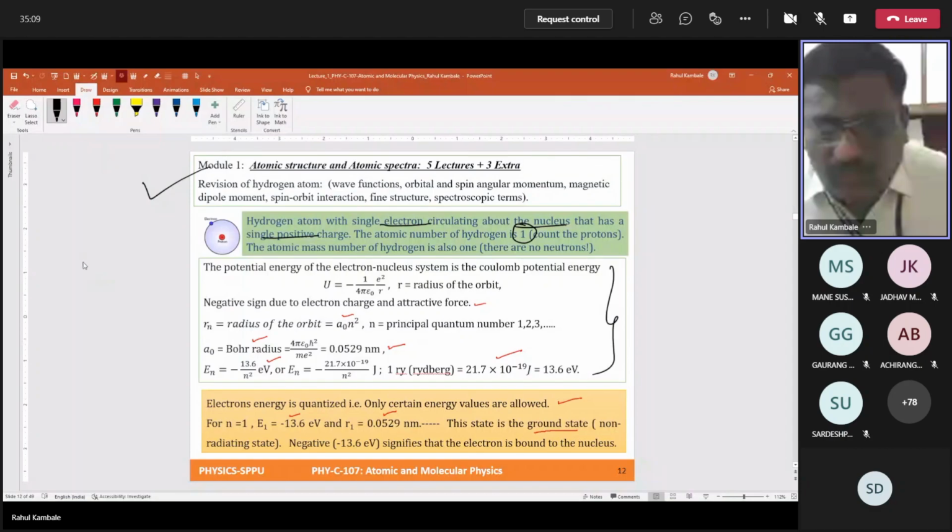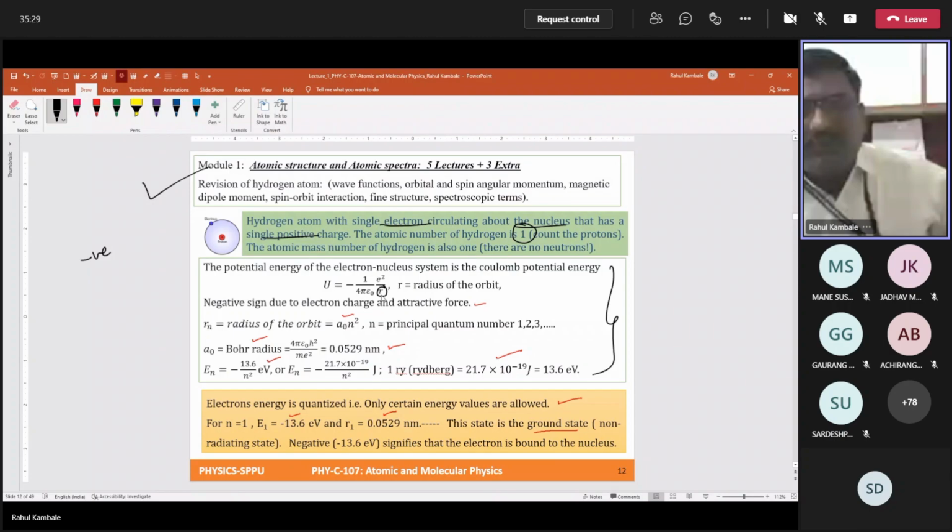So the electron is negative, the nucleus is positive, and there is definitely an attractive kind of force, and that's why the potential energy will have a negative sign. So U is proportional to minus 1 upon R, that is, 1 upon 4 pi epsilon 0 times e squared divided by R. And what is R? R is the radius of the orbit. This you have done in your undergraduate. So what does the negative sign mean? Of course, it is an attractive kind of thing.